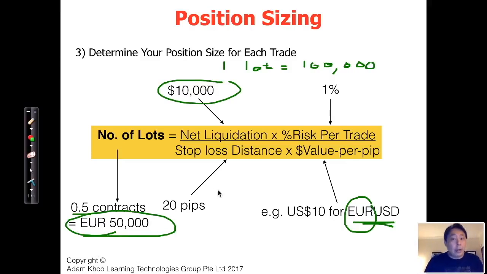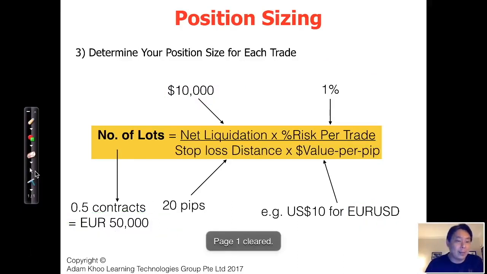Okay. You may say, hey, isn't that risky? I only got 10 grand, I'm buying 50 grand, right? No, it's not risky because you've got your stop loss there. So the worst that can happen is that you lose $100, right? Because you're risking 1% of your net liquidation. So your risk is not 50,000, don't freak out. Your risk is $100, okay? Because of the stop loss. That's why you got to place a stop loss, right?